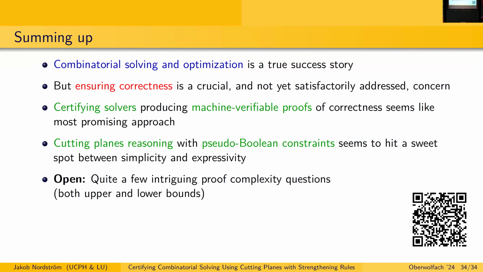Combinatorial solving, the solvers are amazing, but ensuring correctness has remained an open problem. As of today, this idea of equipping solvers with proof logging seems to be the most promising approach. Cutting planes seems to be the proof system made for this, which is an accidental discovery, but it really seems to work. What I've tried to convince you about, although I had to go fast, is I tried to highlight some questions where I think there are interesting proof complexity questions that we could study. Okay, so that's it.